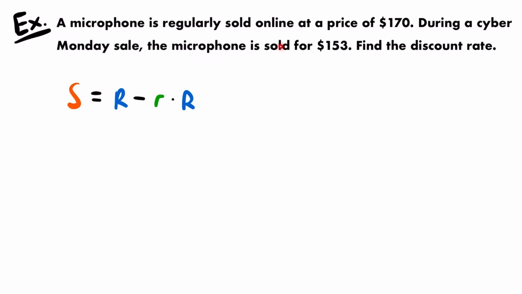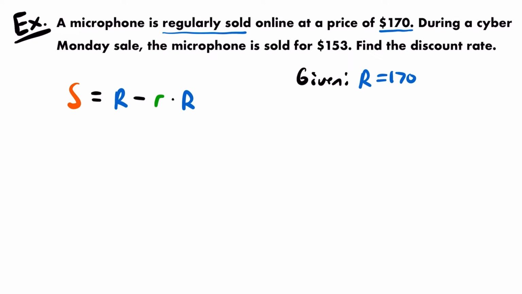And so going through the problem here, we are given that the microphone is regularly sold online at a price of $170. All right, so regularly sold tells us that that is the regular price of that microphone. So $170 would be our value for the regular price. All right, so far, here's what we are given. We know that the regular price is $170.